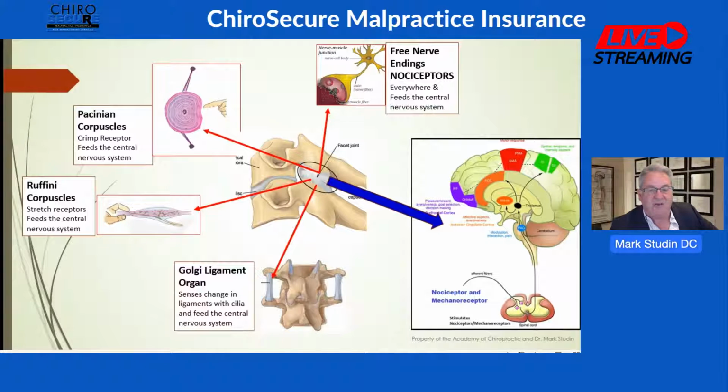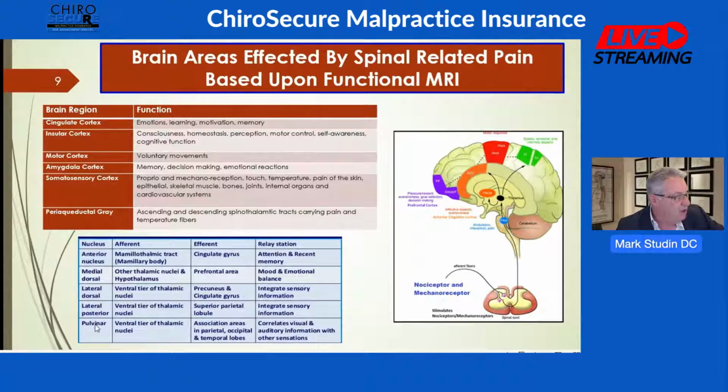And then you've got free nerve endings, not only at the facet level, the nociceptors, but all around, picking up thermal and chemical changes. They all feed into the lateral horn, every one of them. And these comprise your mechanoreceptors and proprioceptors. So all of these tell you where you are posturally. And then it shoots up into the spinothalamic tract, through the periaqueductal gray area. It hits the thalamus. And what occurs is it affects all of these areas, all of these functions.